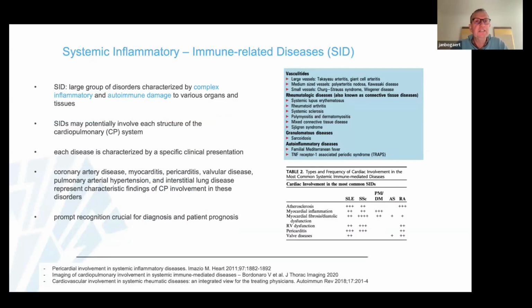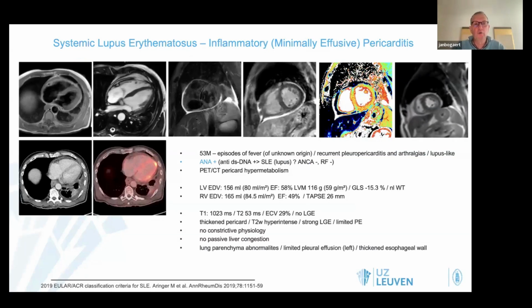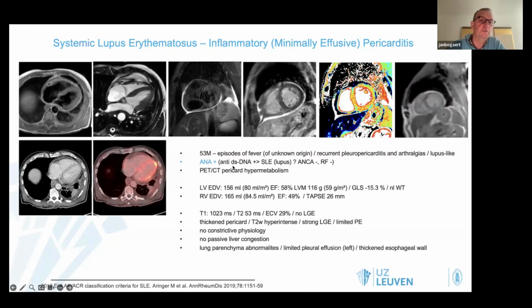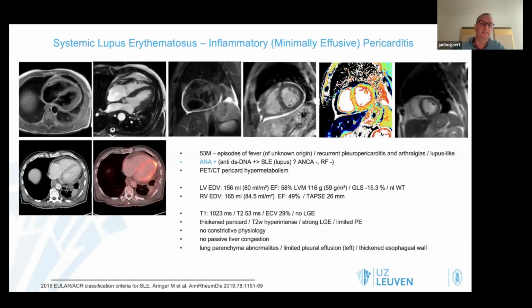As I said, pericardial disease may be part of a systemic, inflammatory or autoimmune related disease. And we get more and more of these patients referred for CMR. Why? Because CMR offers a very comprehensive look at the heart in total. Just one example, this was a patient with systemic lupus, and it was not a female. Most of the patients are young or younger females, but this was a man with anti-nuclear antibodies, also positive anti-double-strand DNA, which is highly suspicious for the diagnosis of systemic lupus.